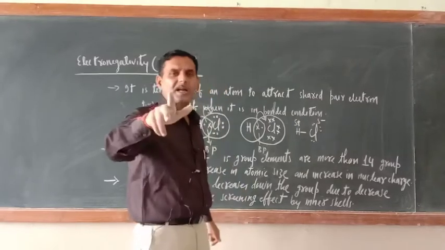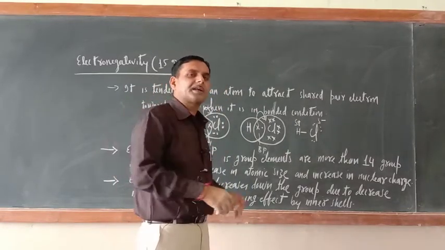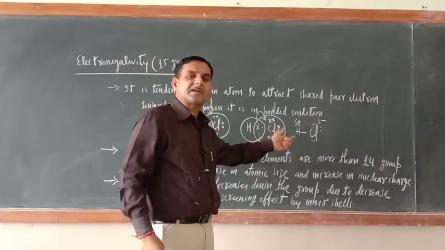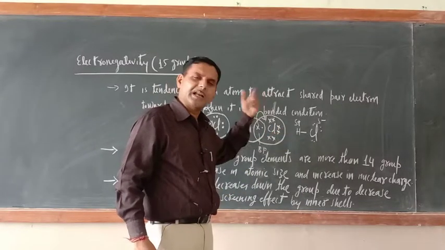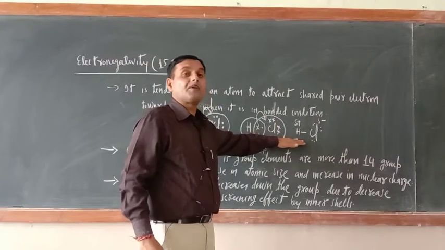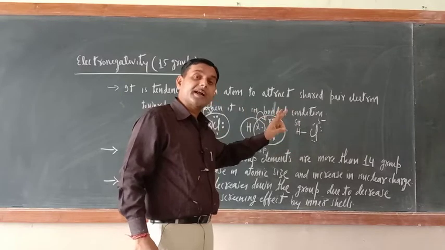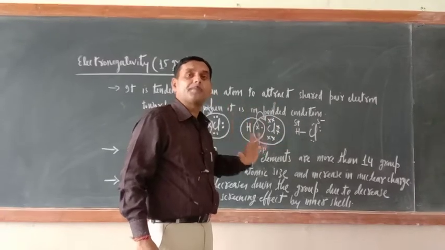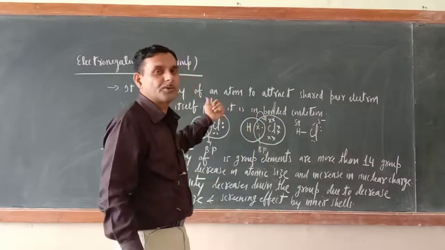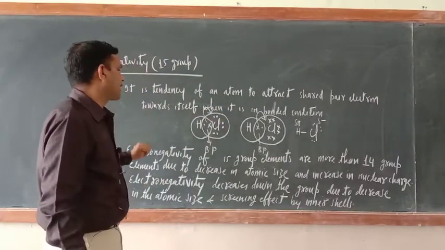This is only polarization in a covalent bond. In a covalent bond, ionic character comes because of the difference in electronegativity of two bonded atoms. In 11th class only you have studied. So now this becomes a polar covalent bond, and the tendency of Cl to attract the shared paired or bond pair electron towards itself is known as electronegativity. So this is the definition of electronegativity.